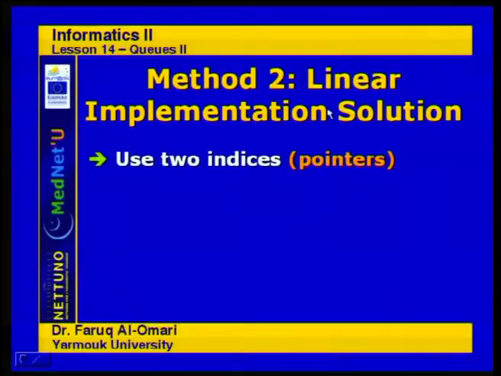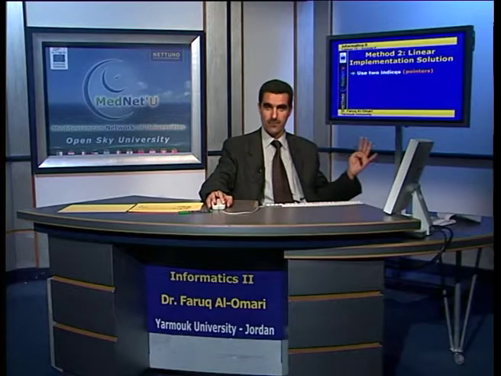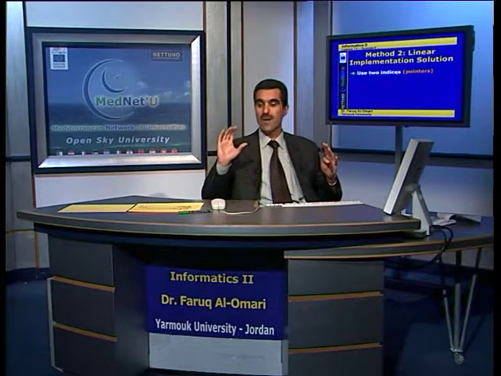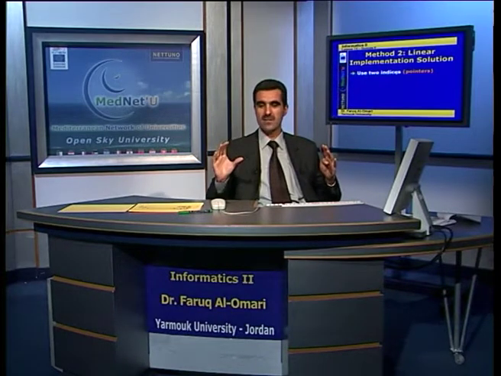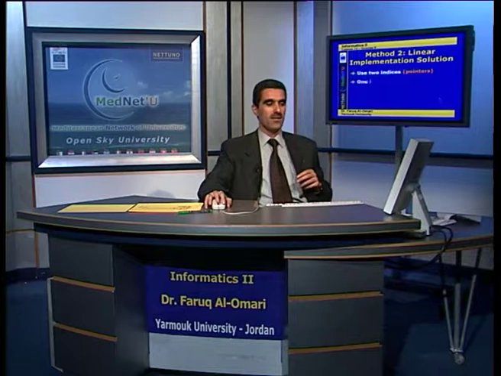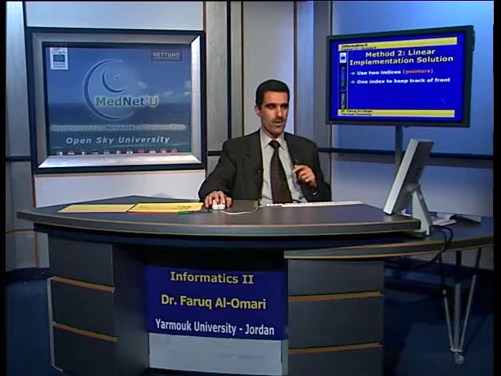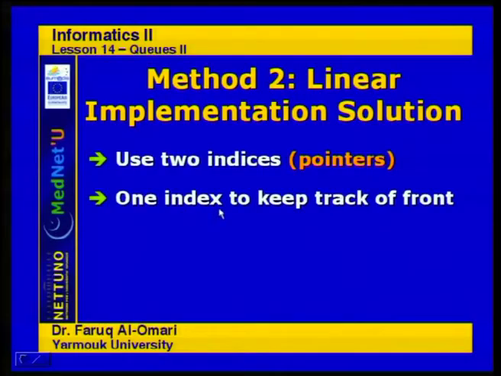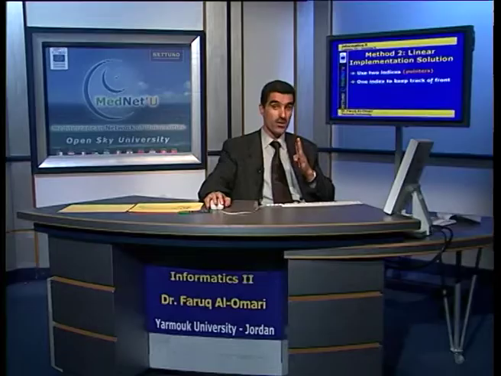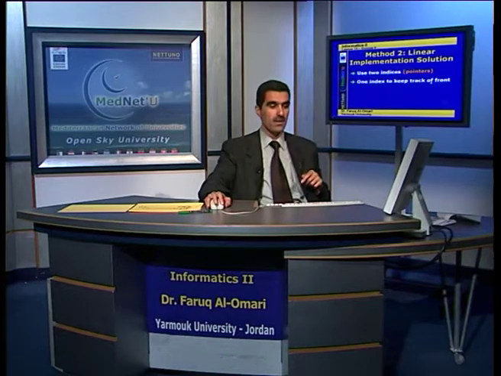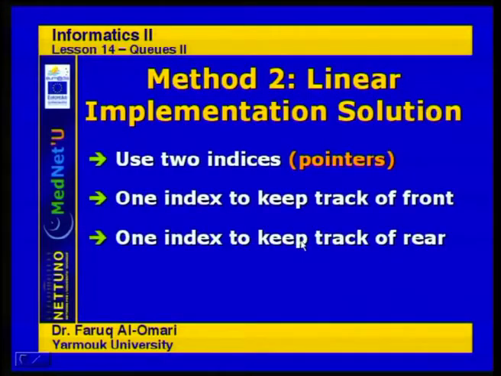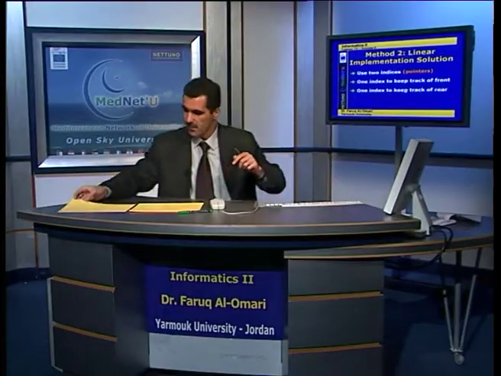Let's think of what we call the linear implementation solution. We're going to use two indices, two pointers, rather than just one, which is the rear, moving back and forth, while front was always fixed. Why keep it fixed? Let's move it, okay? And that apparently will solve our problem, at least for now. One index is to keep track of front, and I will change that as things move on, and one index to keep track of rear. So basically, I'm going to have something like this.